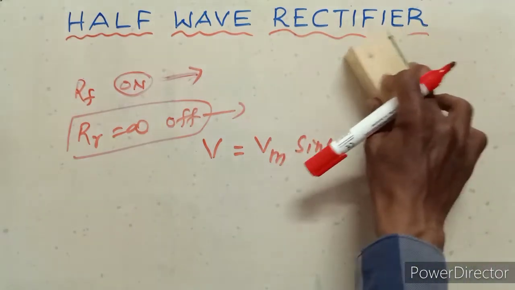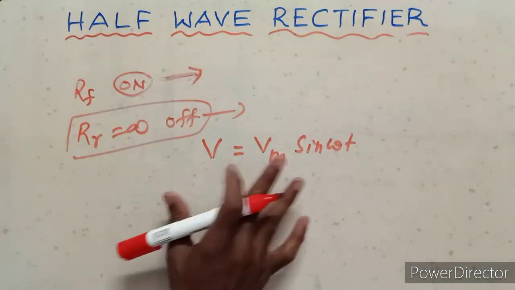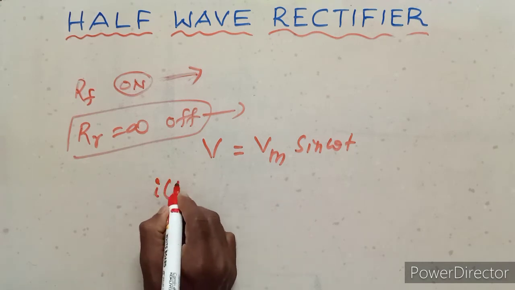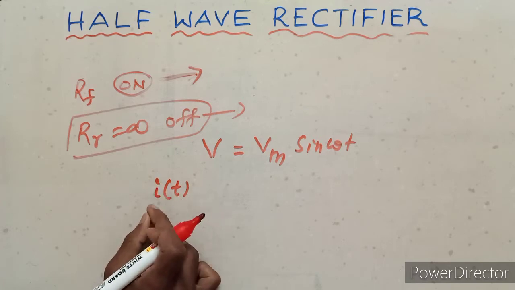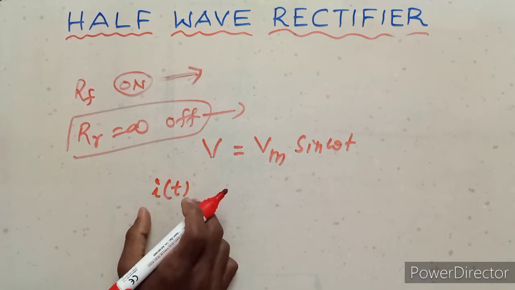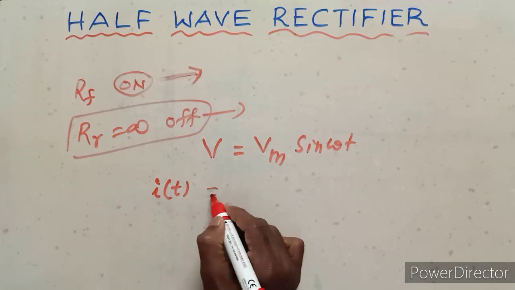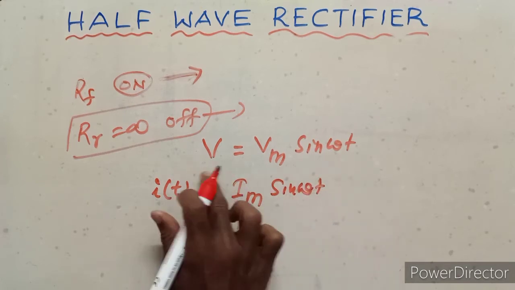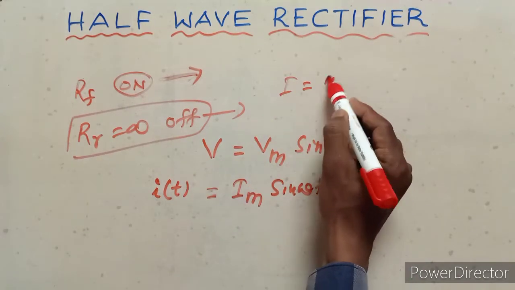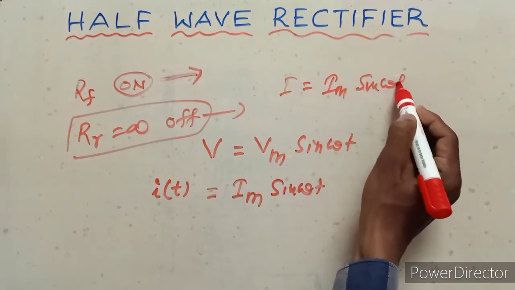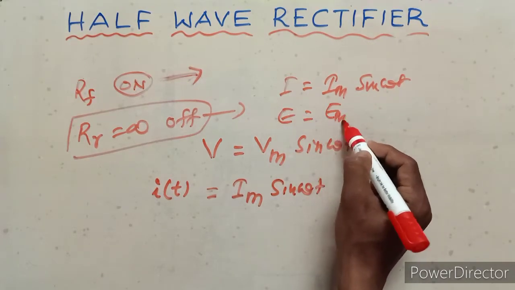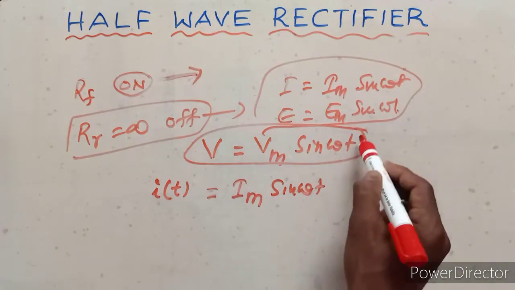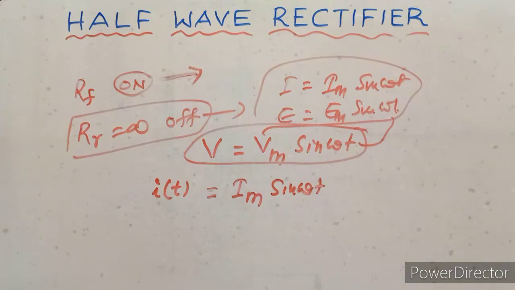Okay, so here are two conditions. The current as a function of time, i of t, equals Im sin omega t. Also V equals Vm sin omega t. These are all AC sinusoidal current forms.